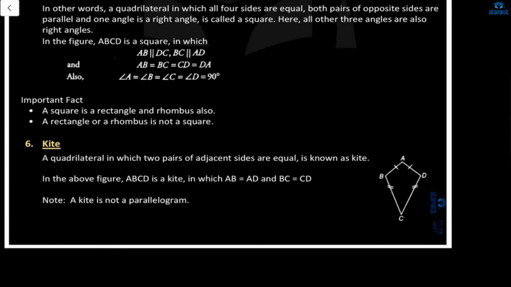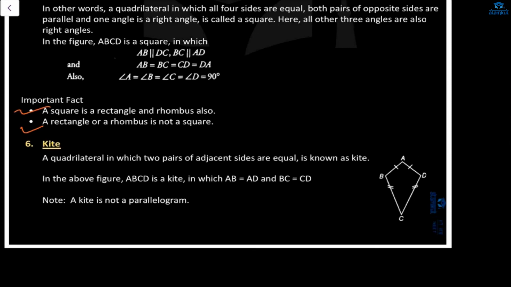Okay, because in a rectangle opposite sides are equal, but if all the sides are equal, that can also be treated as a rectangle. Yeah, it is a special type of square, but it can be in the rectangle category also. If the sides are equal, it is a rhombus also. A rectangle or a rhombus is not a square, obviously, because in a rectangle opposite sides are equal, so it cannot be treated as a square, because in a square all the sides should be equal.